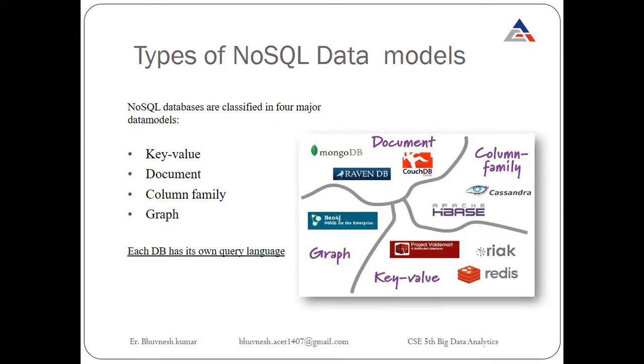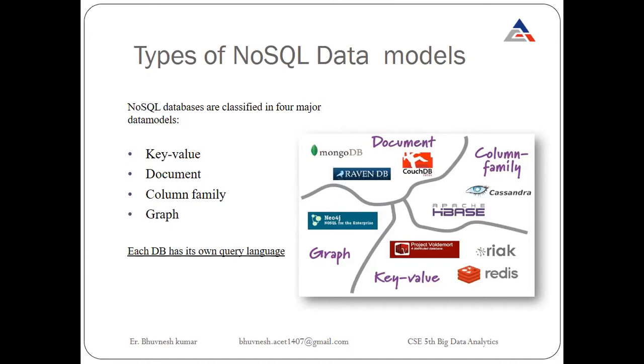Okay, and further, this is the image shown in which your document model has these databases. To store your data in the form of documents, these are the tools that we will use: MongoDB, RavenDB, CouchDB. These tools are used for document data models. And if we store our data in the form of column family, then we will go for these tools: Cassandra, Apache HBase.